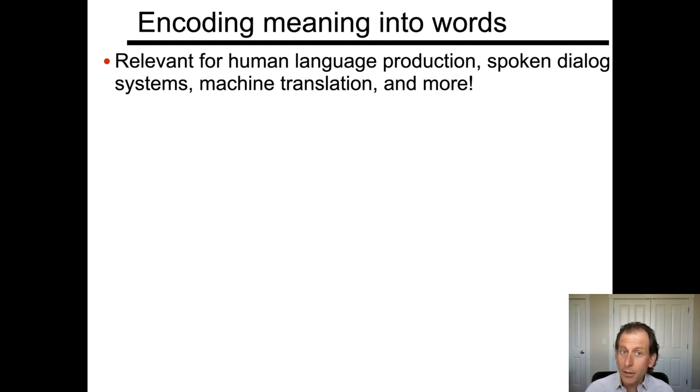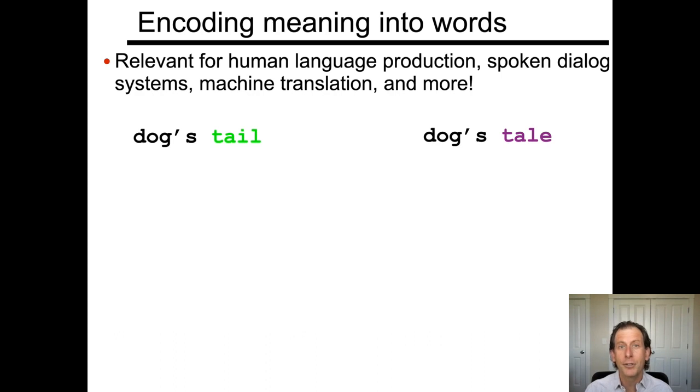Now, these turn out to be relevant for all sorts of things, for human language production, spoken dialogue systems, machine translation, and more. And going back to these examples in speech recognition, we can look at, for example, let's take the tail example in the context of after dogs. So if I look in naturalistic use, frequency of use, it turns out that there's an enormous bias conditioned on seeing one of these two bigrams on it being the TAIL bigram, not the TALE bigram. It's a 6,000 to 1 ratio.